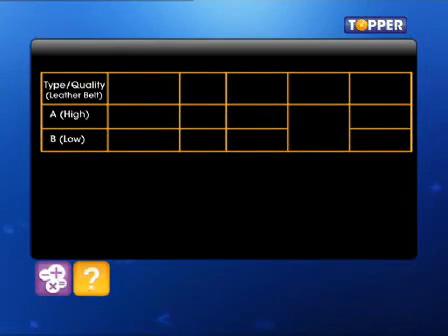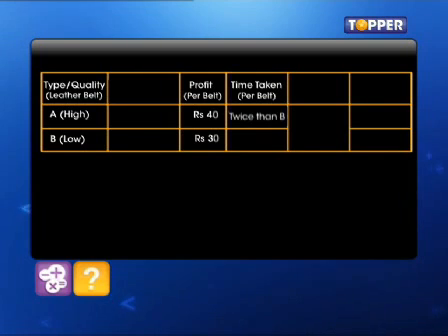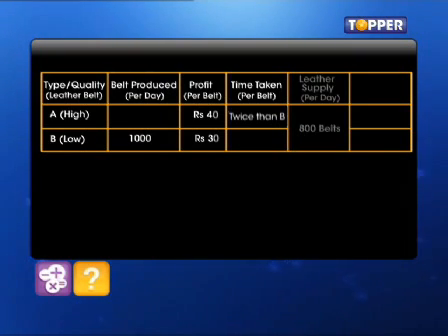A company makes two kinds of leather belts, A and B. Belt A is a high quality belt and belt B is of lower quality. The profits, as you guessed, would be higher for the high quality belt, rupees 40, and rupees 30 for the other belt. Now each belt of type A requires twice as much time as a belt of type B. And if all the belts were of type B, the company could make 1000 belts per day. The supply of leather is sufficient for only 800 belts per day, both A and B, that is.